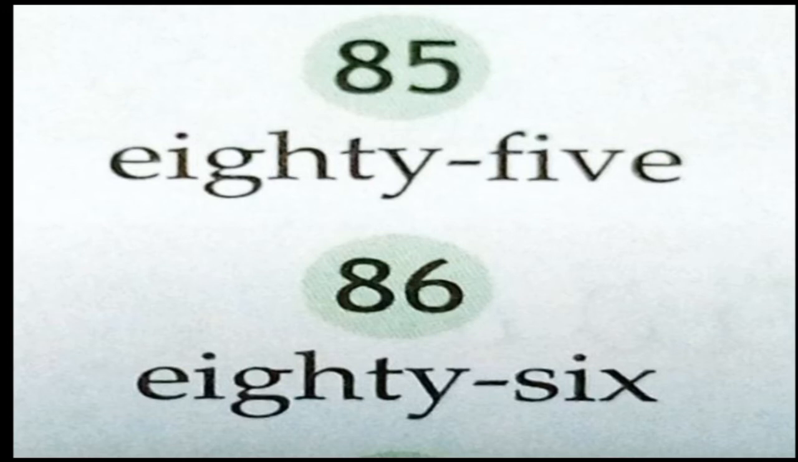Next is 85. Okay, beta. Number name is eighty-five. Students, in 85, 5 is our ones and 8 is our tens. Yes, in 85, 5 is our ones and 8 is tens. Very good.